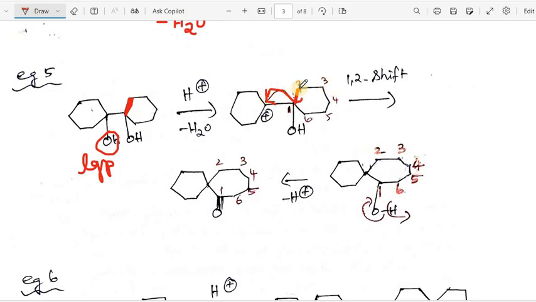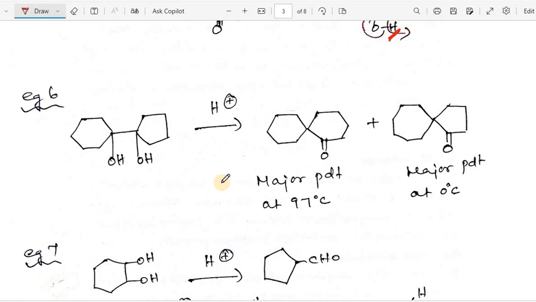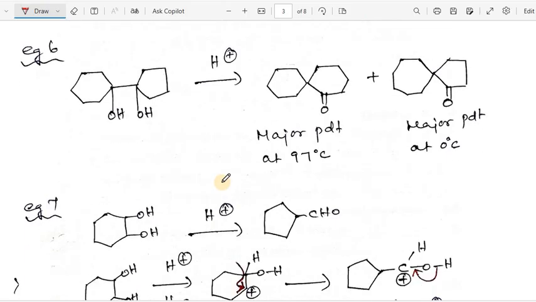After the migration, the ring gets expanded. The 6-membered ring will now get expanded to a 7-membered ring. After this step, there occurs the removal of H plus and formation of ketone. So this is the product. It is an example of a ring expansion reaction, and it is an application of Pinacol-Pinacolone.